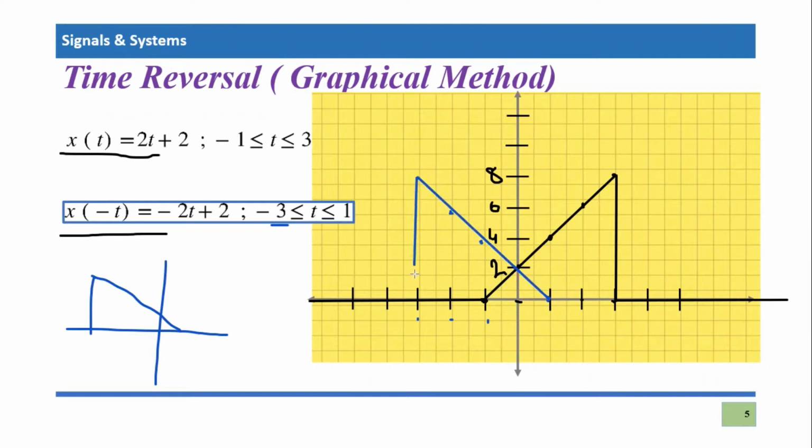And if I continue the rest of the part, which is the 0 part, the signal will look like that. I hope you can now verify that your time reversal signal is actually a replica, or a flip of the signal across the y-axis, and you can verify that statement from here, right?